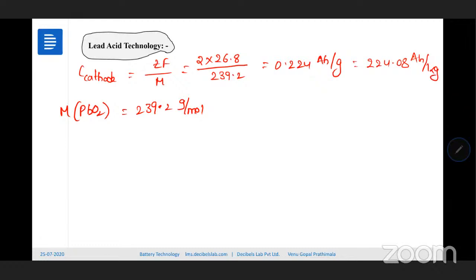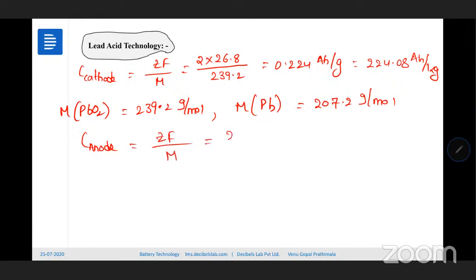Similarly, we'll do it for the anode. The molar mass of the anode, Pb, is given as 207.2 gram per mole. So C anode equals ZF by M. Z is 2, into the Faraday quantity 26.8 amp hour, and the molar mass of lead is 207.2. So this will come around 0.258 amp hour per gram, which is nothing but 258.6 amp hour per kg.